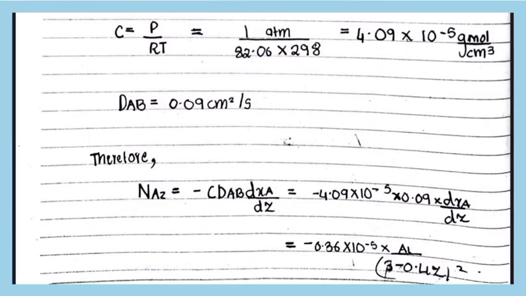Now we need to find the flux profile of the conical part. We know that C equals P by RT, and pressure is given to us, we know R, and temperature is given to us as well. Using that, we find the concentration to be 4.09 into 10 raised to minus 5. Diffusivity is given in the question to be 0.09 centimeters square per second. Therefore, substituting all the values in the equation of flux, we can obtain the flux profile.